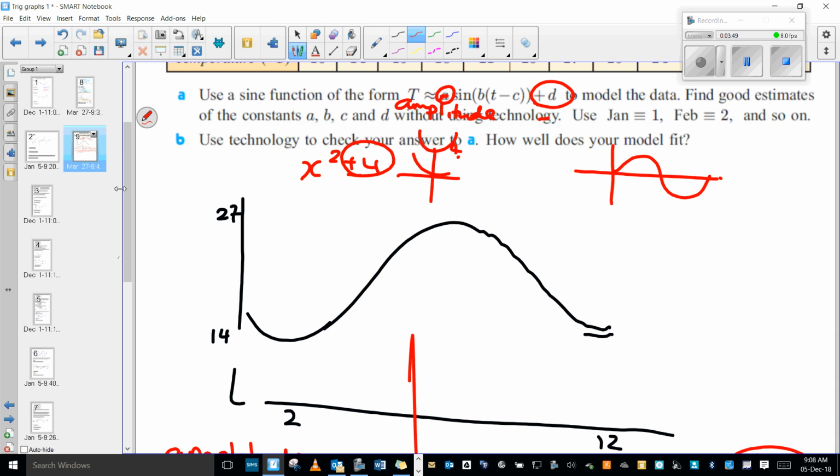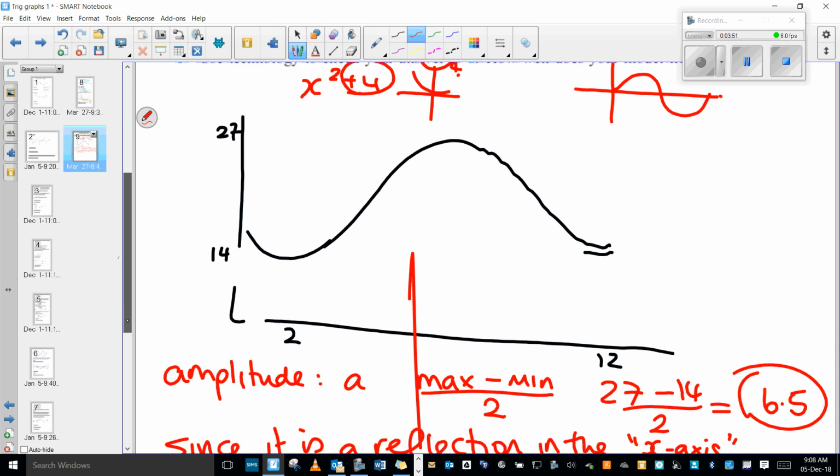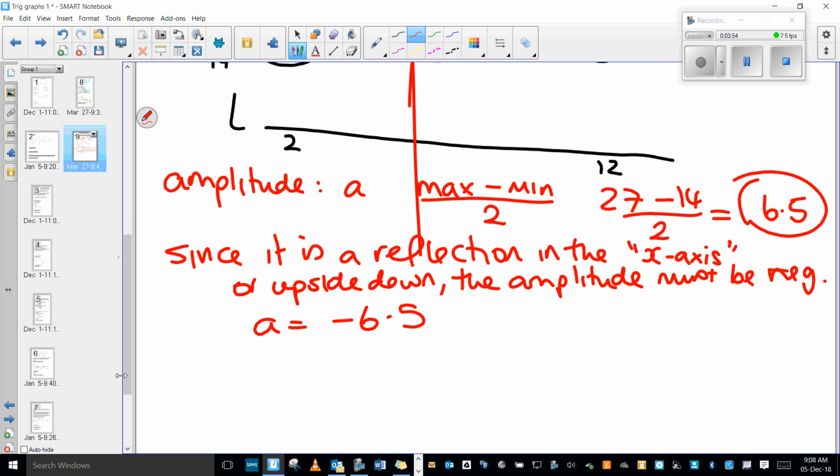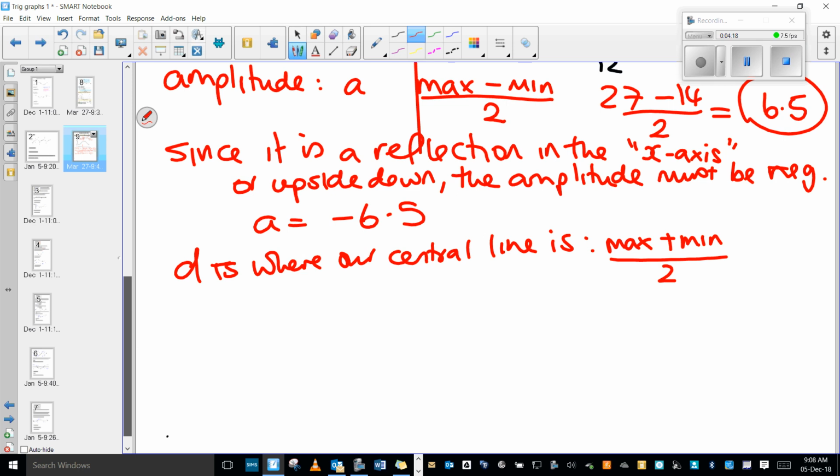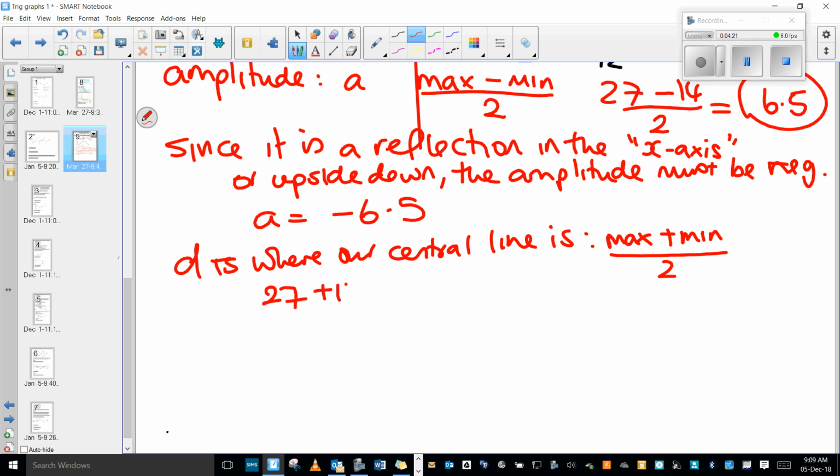Okay, so how do we find that central line? It's a similar equation to this. So this D is where our central line is. Similar to this, what do you think we do? We do maximum plus minimum divided by 2 because we're trying to find halfway between them. So our maximum again was 27 plus 14 over 2, and then 41 over 2, so that's 20.5. So our value of D is 20.5.